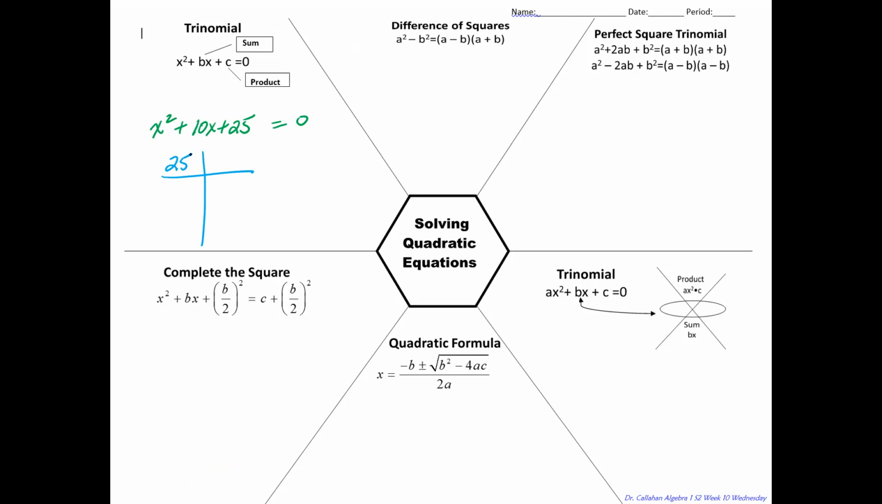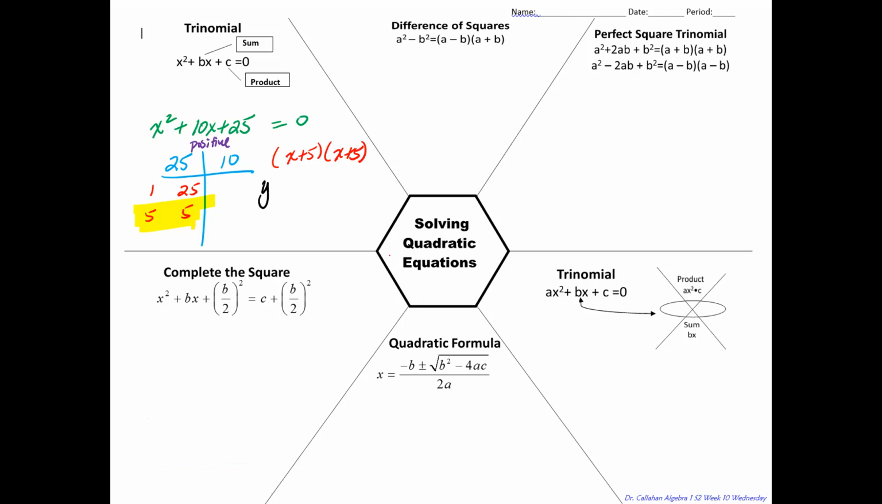So 25 goes here, 10 goes here, and just keep in mind that all my answers are going to be positive. So what times what gives me a 25, but they have to be positive? Like 1 and 25, 5 and 5. Well, which one adds up to 10? Oh, it's the 5 and 5. So my answer in this case is x plus 5, x plus 5.